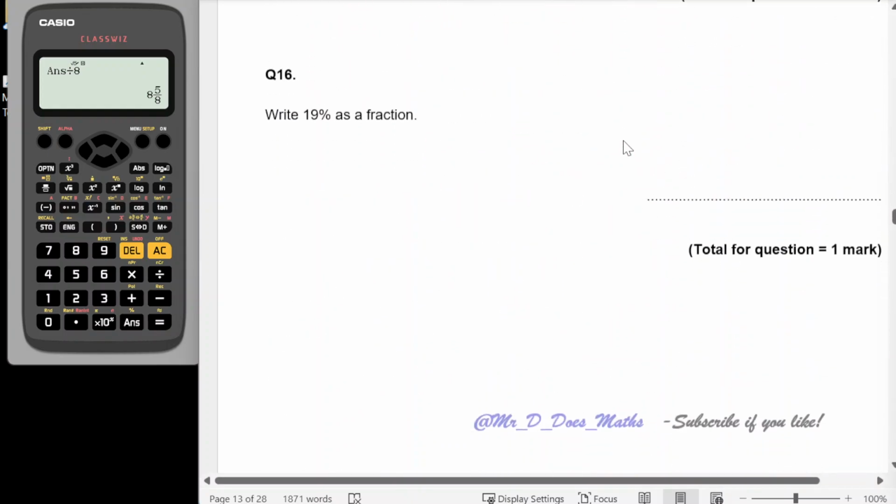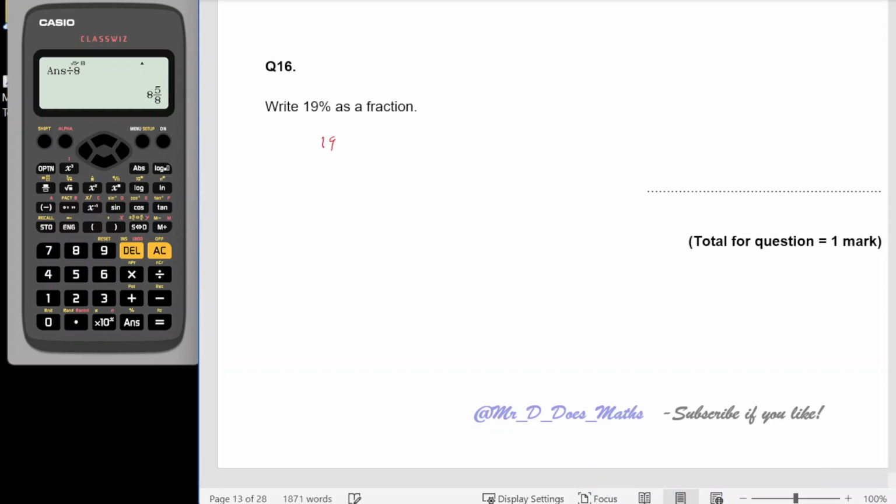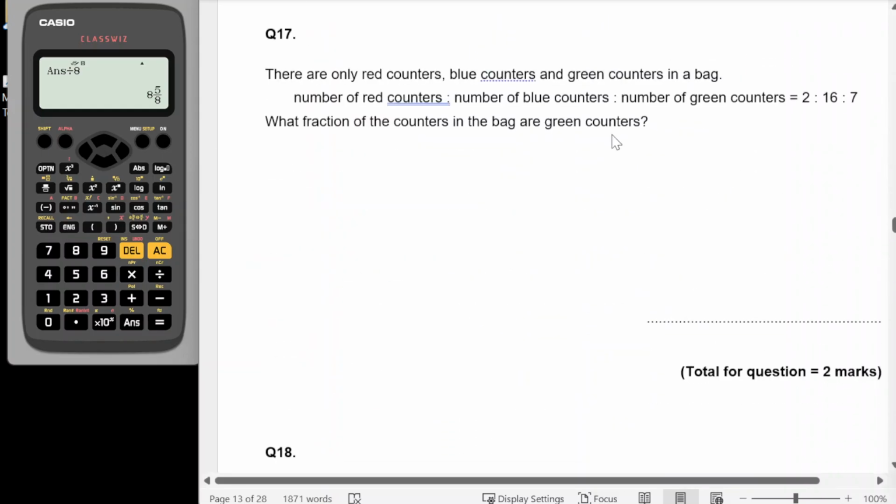Okay, question 16, write 19% as a fraction. Well, that's going to be 19 over 100, and then I'd simplify it if I could, but 19 is a prime number, so it's going to be just 19 over 100. Nothing more than that.